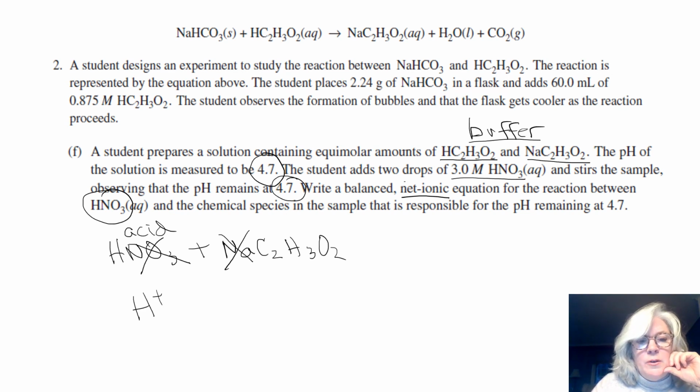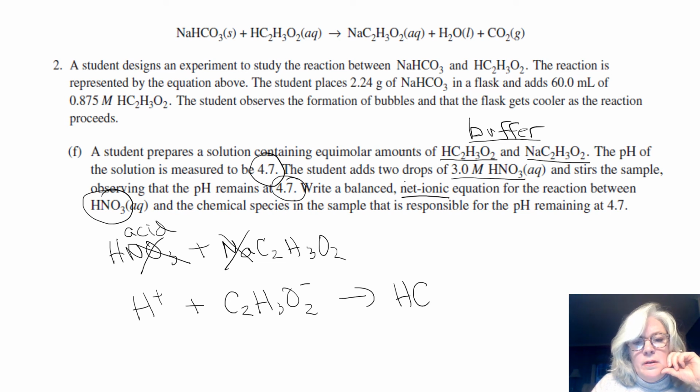So the net ionic would be that hydrogen ion reacting with the acetate ion to form my acetic acid. Okay, you could also change this to H3O plus. You could do it that way. But that would be the net ionic of that reaction.